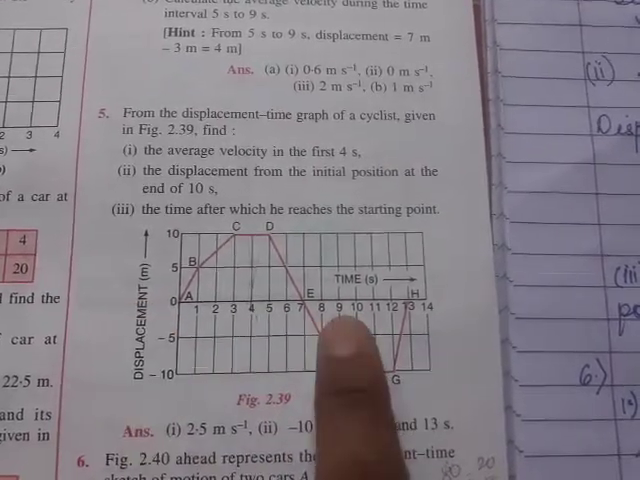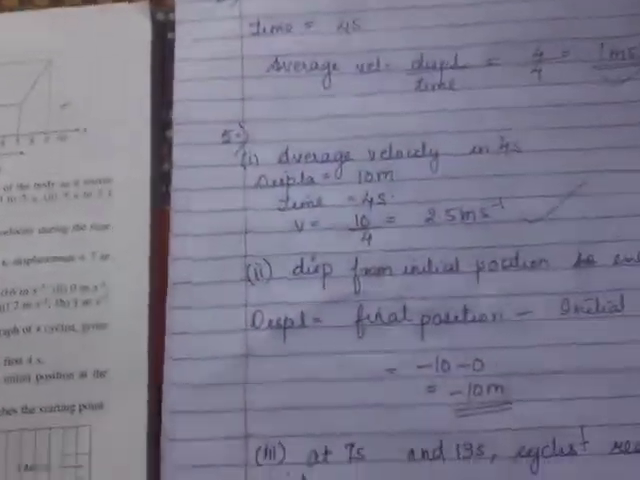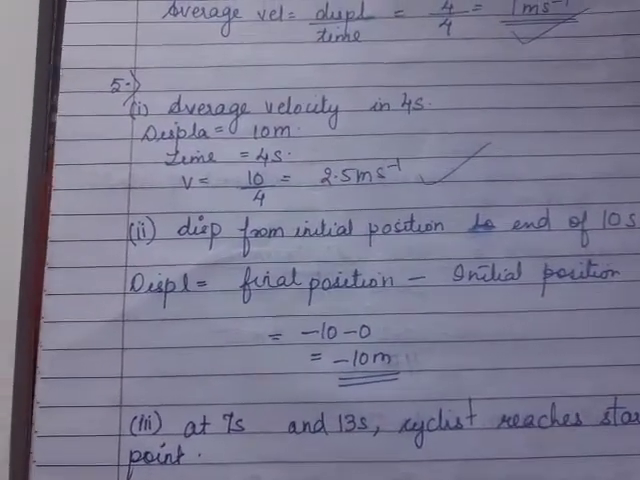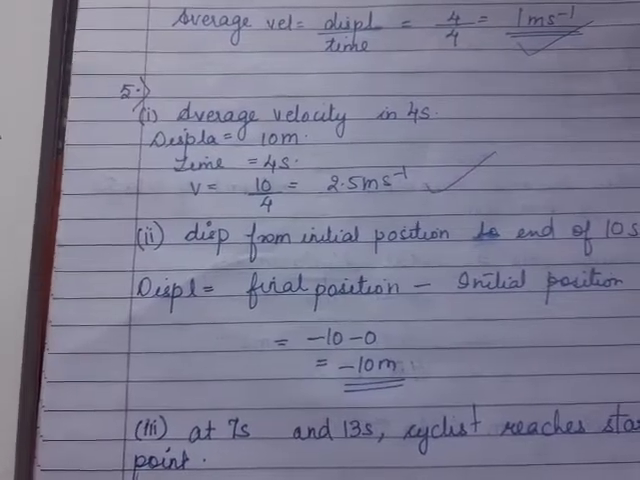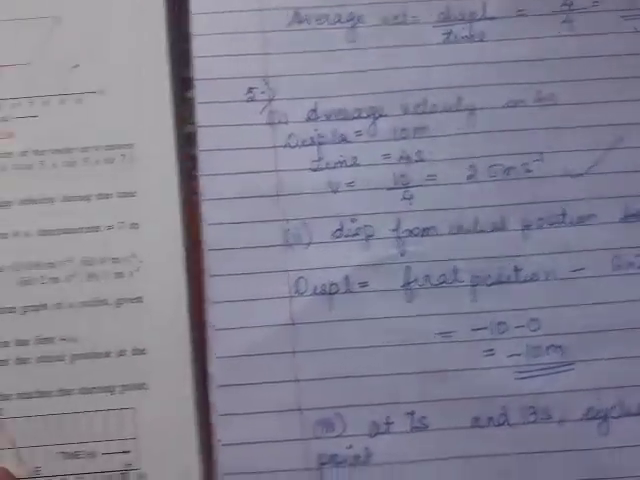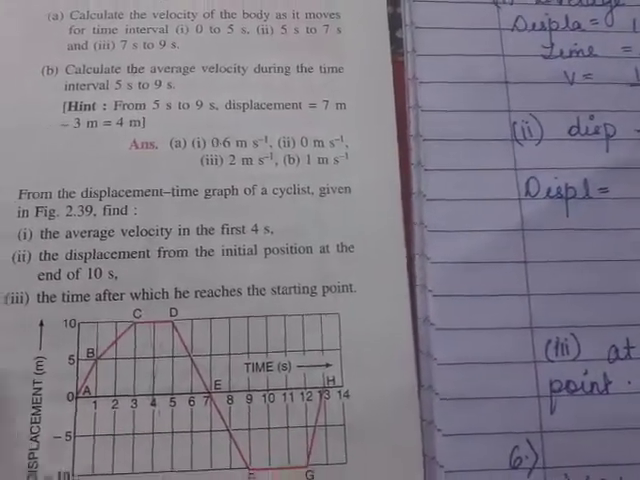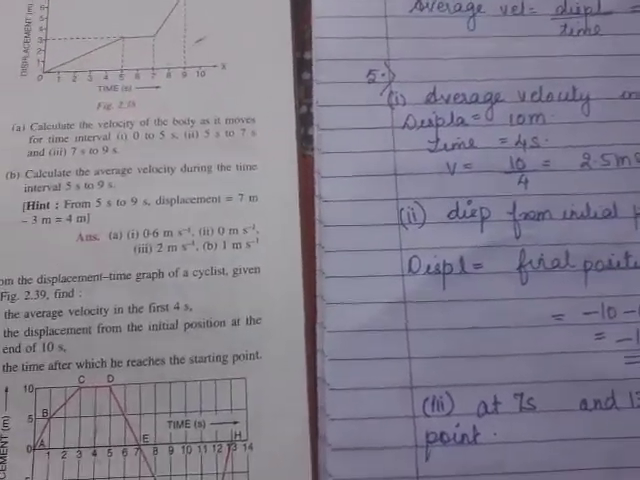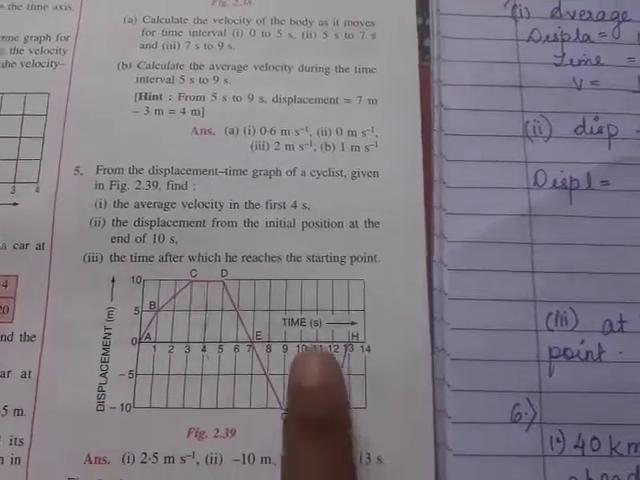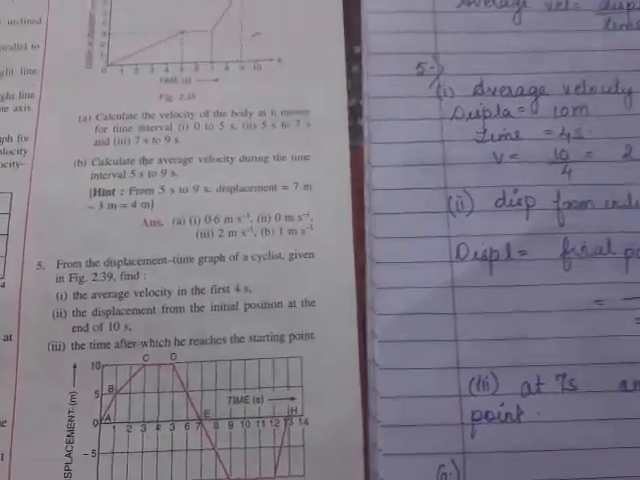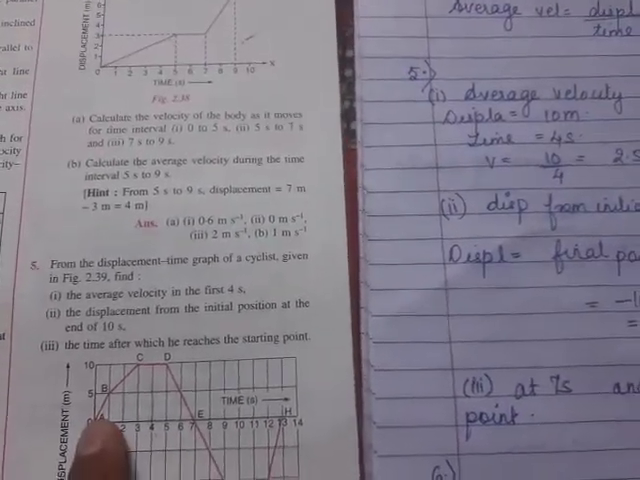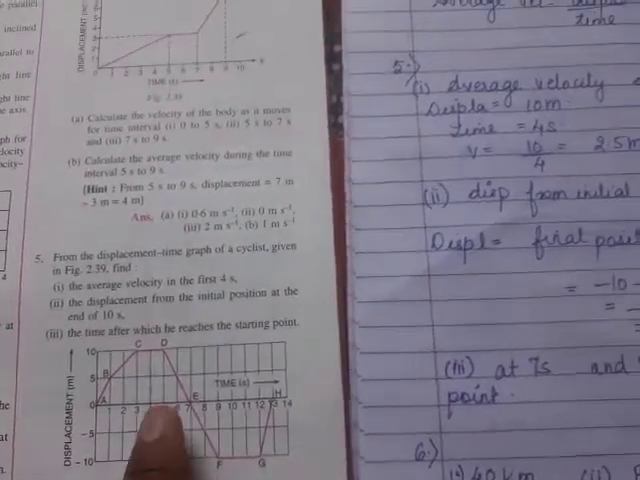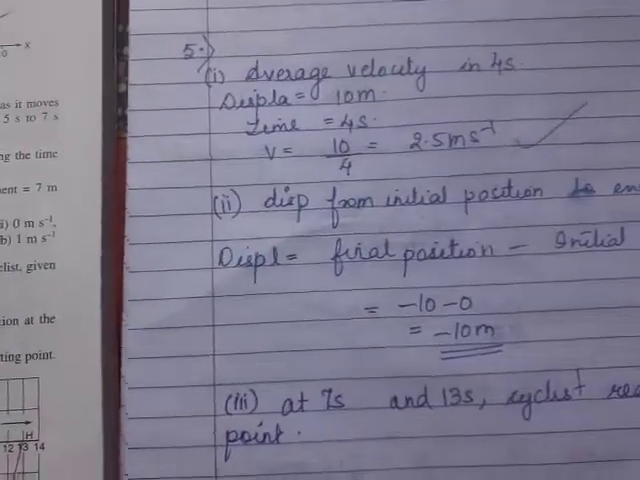Okay, initial to the ending. So how will we calculate that? So displacement is equal to final position minus initial position. So displacement we are going to calculate till the end of 10 seconds. So how are we going to do? So here if you see, we have final position as minus 10. Why? Because here we will be considering the final position. And what is the initial position? 0. So minus 10 minus 0, which gives me what?